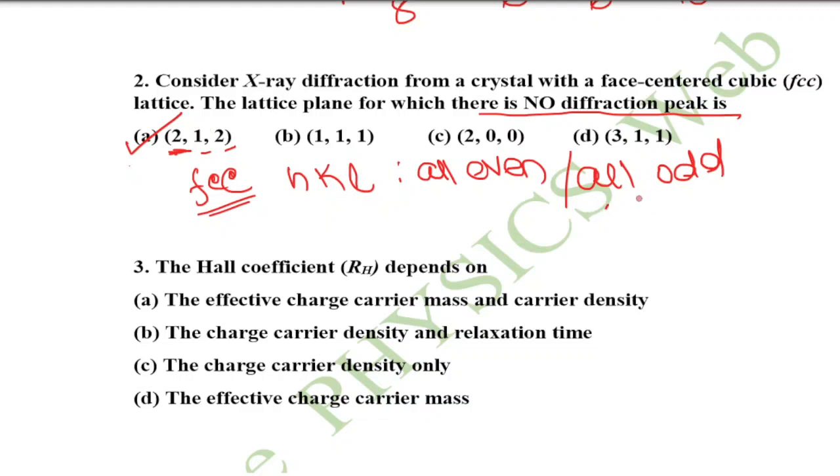Similarly, you should remember for BCC and simple cubic. For BCC, H plus K plus L should be equal to even, and for simple cubic, all HKL values are allowed.